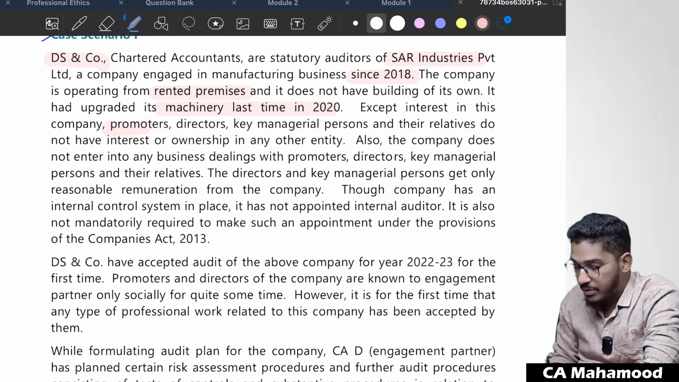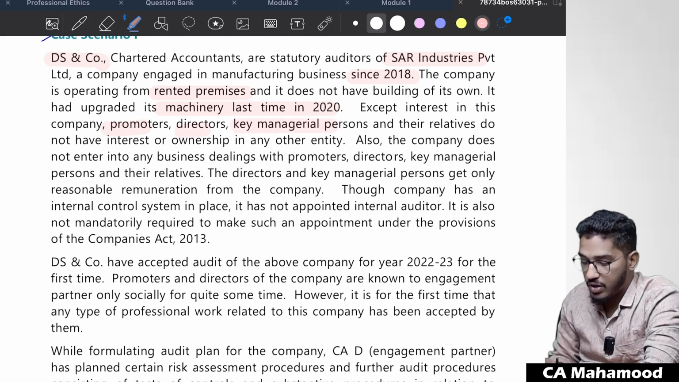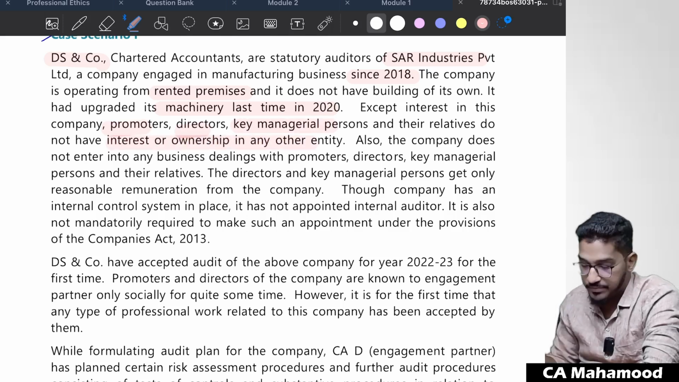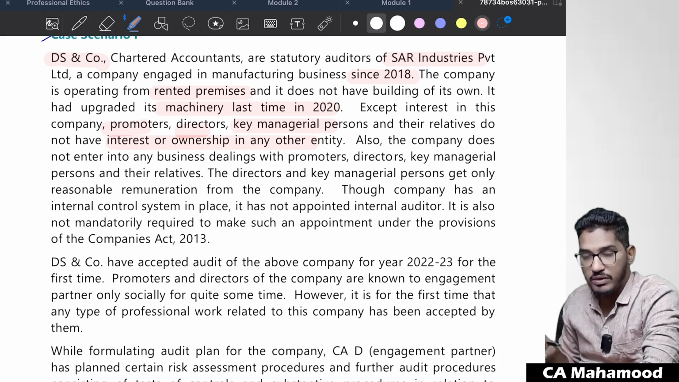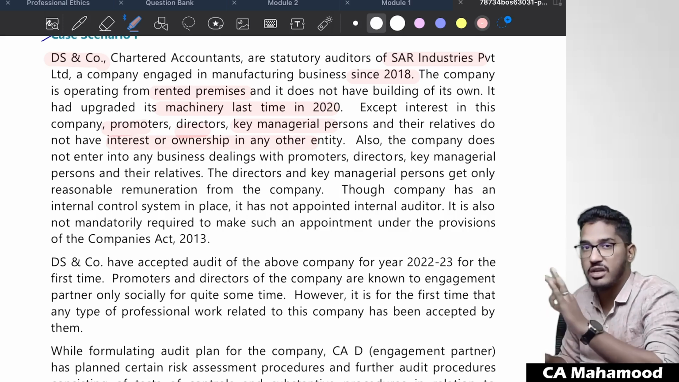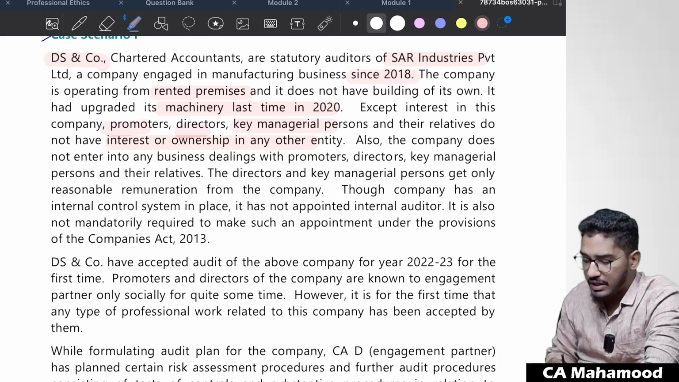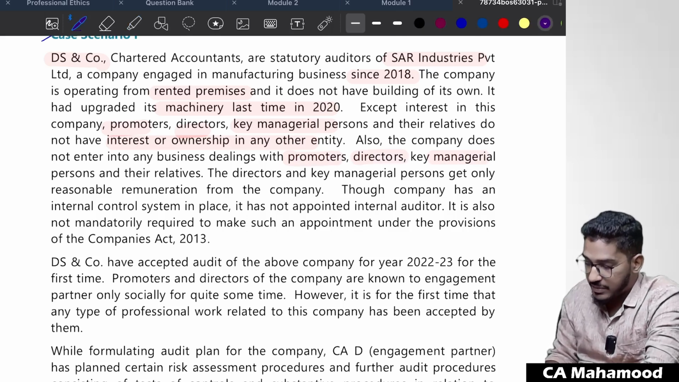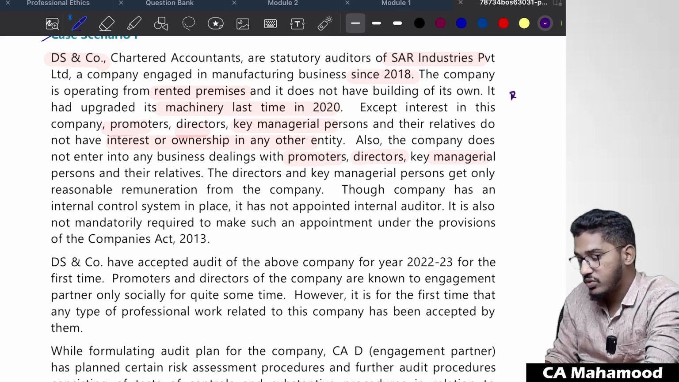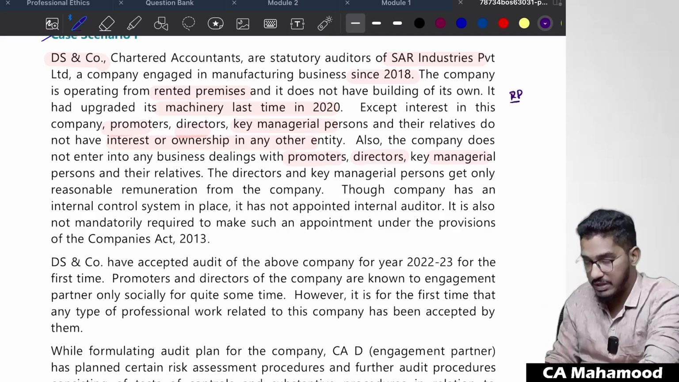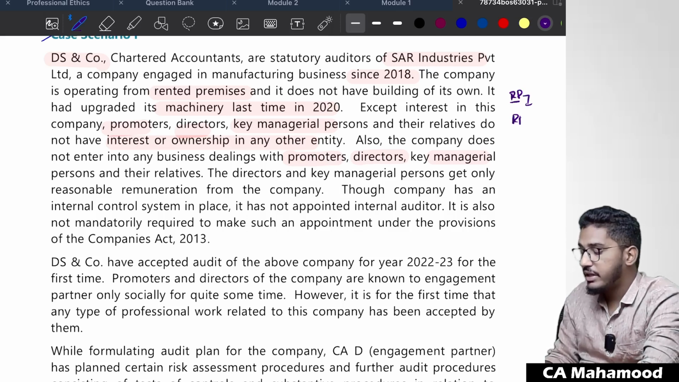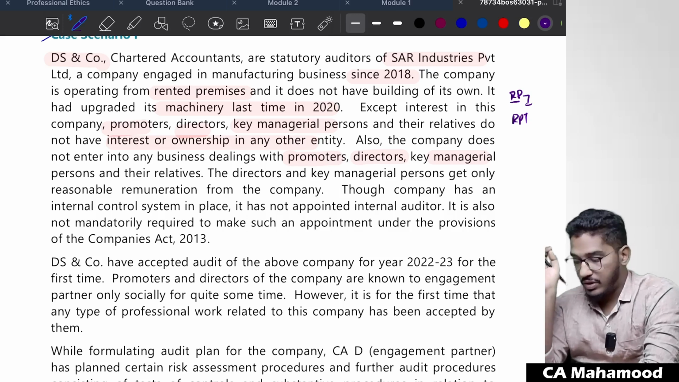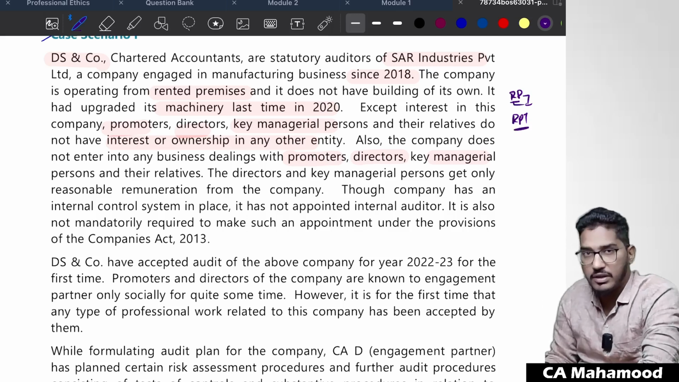Except for interest in the company, promoters, directors, KMPs and their relatives do not have interest or ownership in any other entity. So whoever the promoters, directors and key managerial persons are in this company, they do not have any significant interest in any other companies. Also, the company does not enter into any business dealings with the promoters, directors or KMPs or their relatives. So what they are trying to clarify in these paragraphs is that in the given case there are no related parties, and also they do not have any related party transactions.